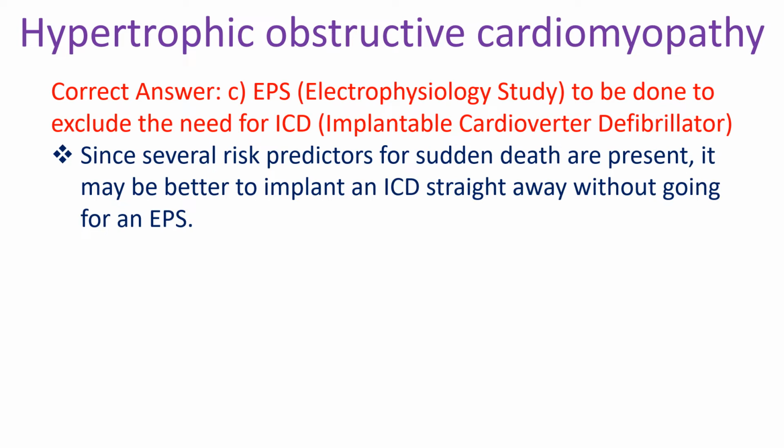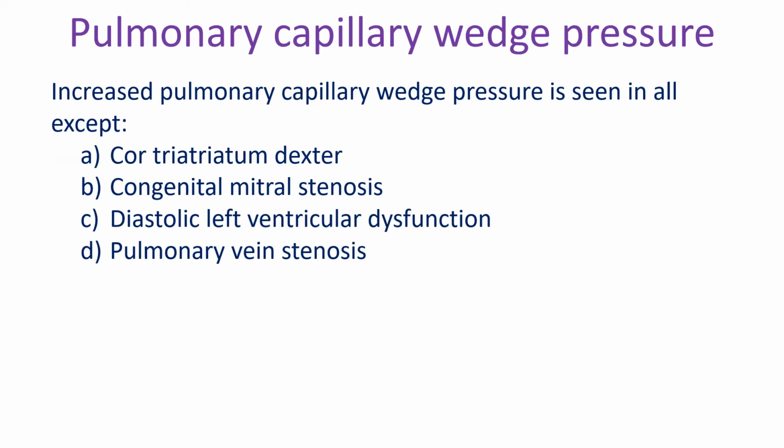Since several risk predictors for sudden death are present, it may be better to implant an ICD straight away without going for an EPS. Increased pulmonary capillary wedge pressure is seen in all except: A. Cor triatriatum dexter, B. Congenital mitral stenosis, C. Diastolic left ventricular dysfunction, D. Pulmonary vein stenosis.